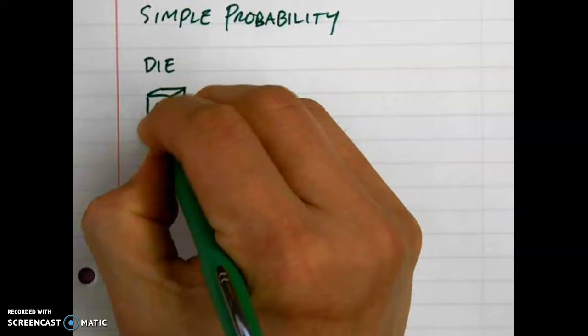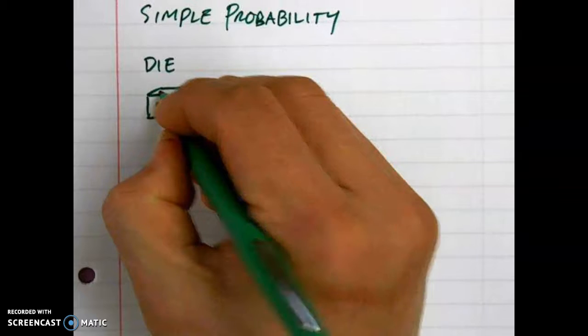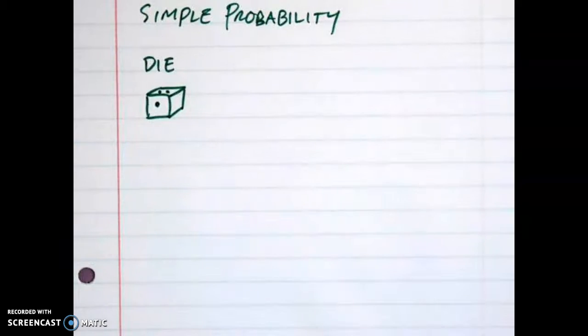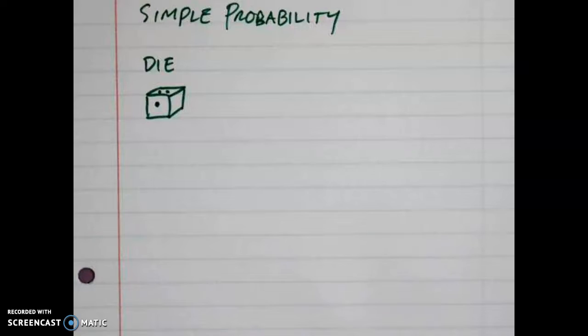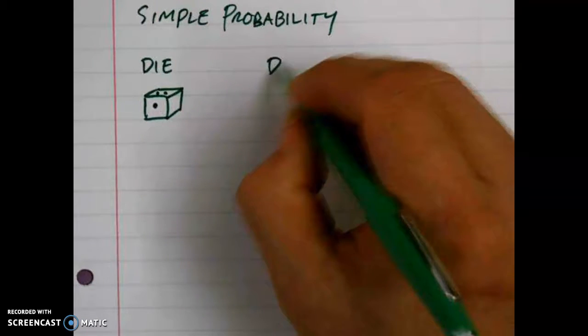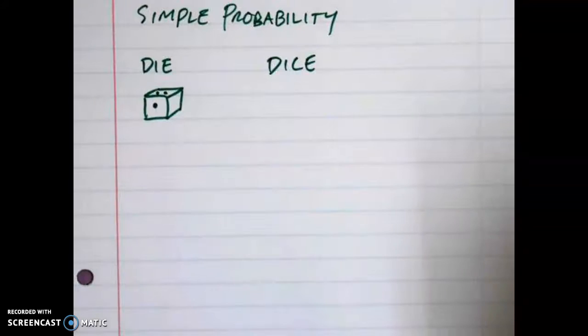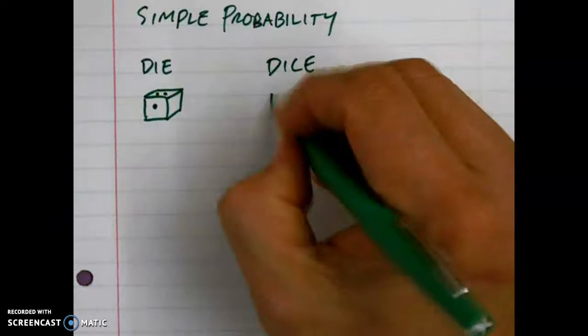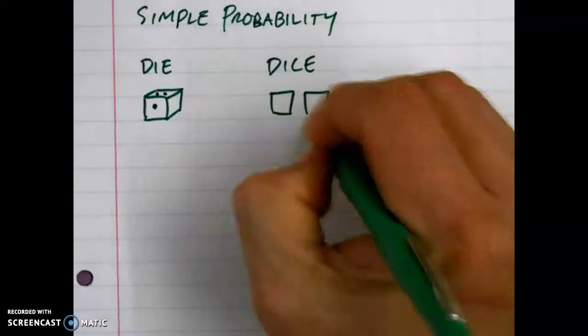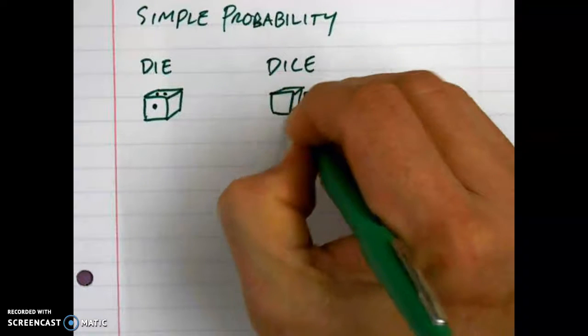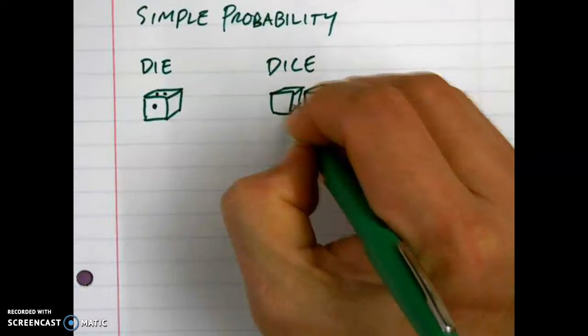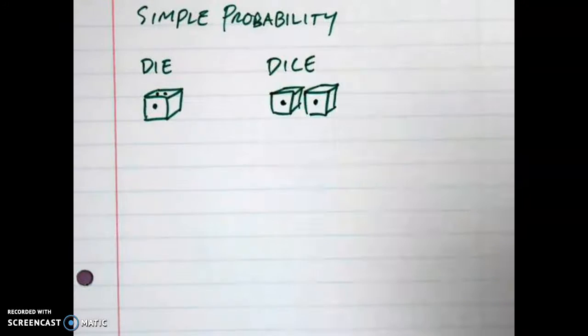I've had students say, when I said roll a die, "you mean dice?" No, roll one die. Die is singular. Dice is plural. Kind of like mouse, mice. It's kind of like that idea. Die and dice. So dice, you're going to have more than one. Make sense?